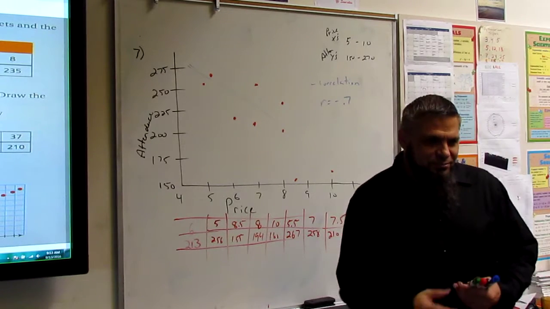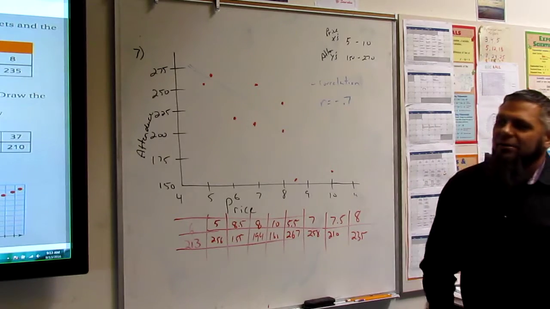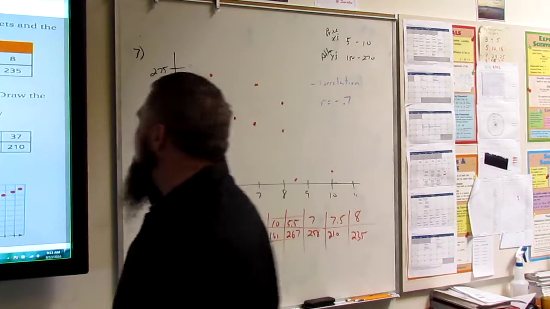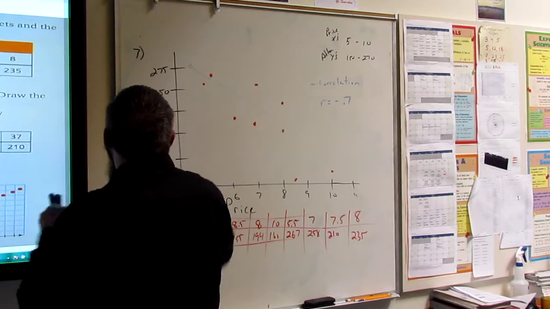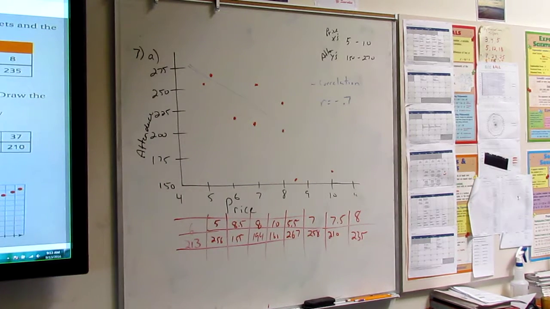Right? So there we go. All right, now that's part A. That was part A. Part B says find the correlation coefficient. Well, that was part B, the correlation coefficient, right? But it also says and the equation of a line.